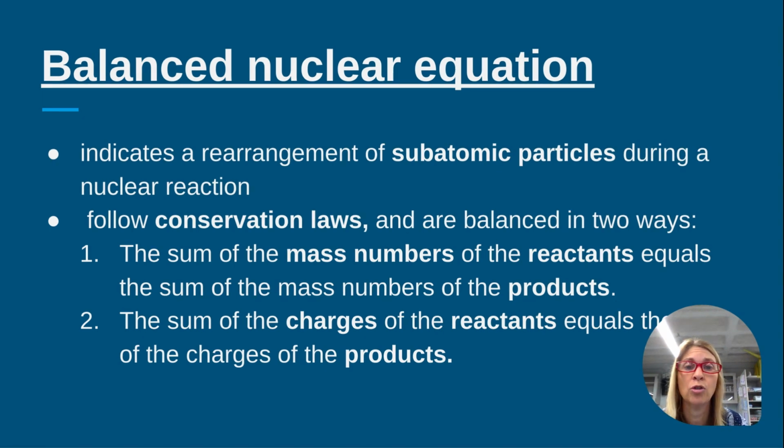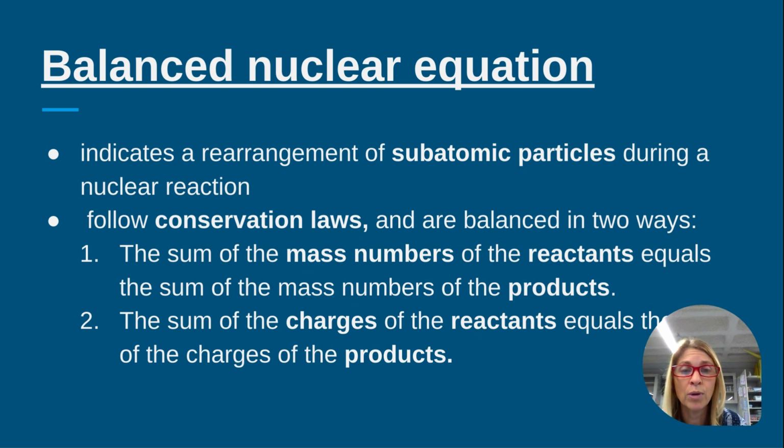Equations, whether it be chemical equations or nuclear equations, are always going to give us information about the reaction. A balanced nuclear equation will indicate a rearrangement of the subatomic particles that are happening during a nuclear reaction. It will follow conservation laws and show that matter has not been created or destroyed, and will be balanced in two ways. The sum of the mass numbers of the reactants, those are the starting substances in the reaction, will equal the sum of the mass numbers of the products. Those are the new decay products that are formed. They will be visible on the right side of the reaction arrow.